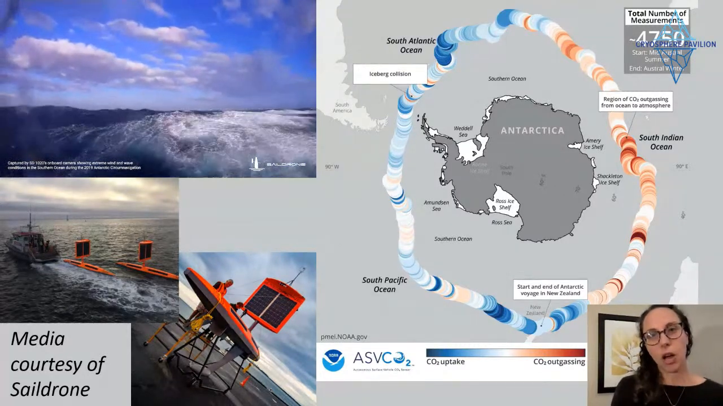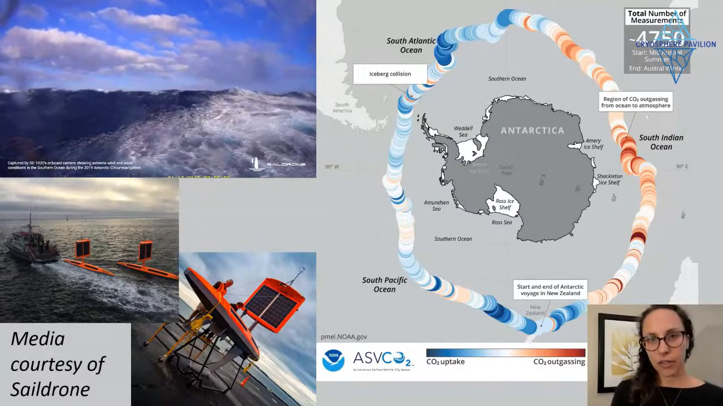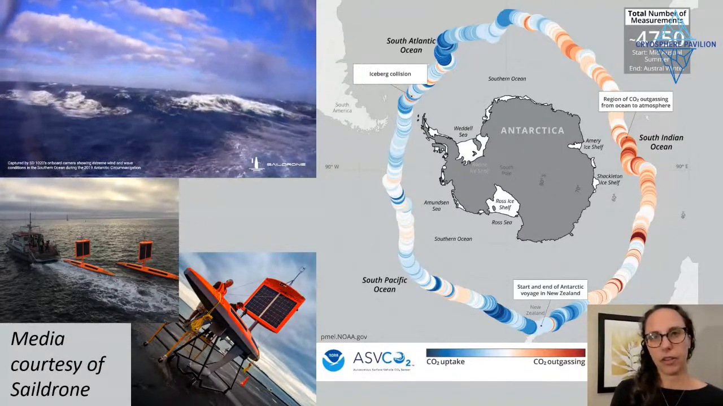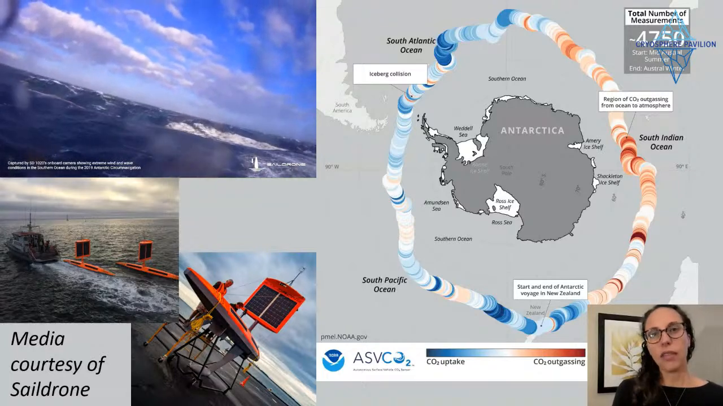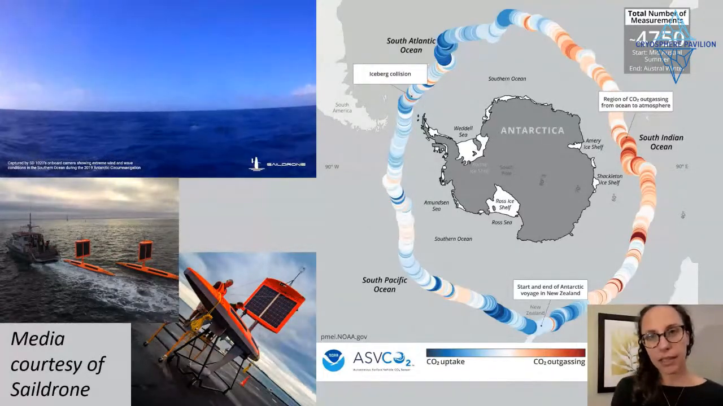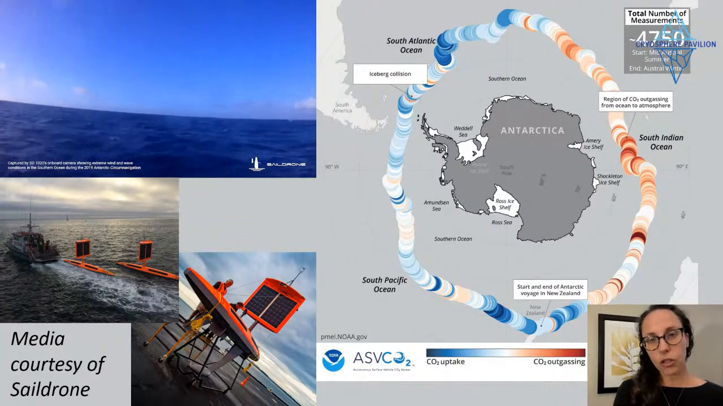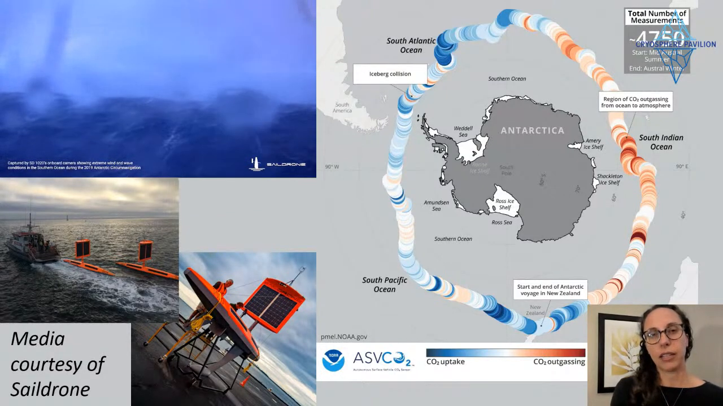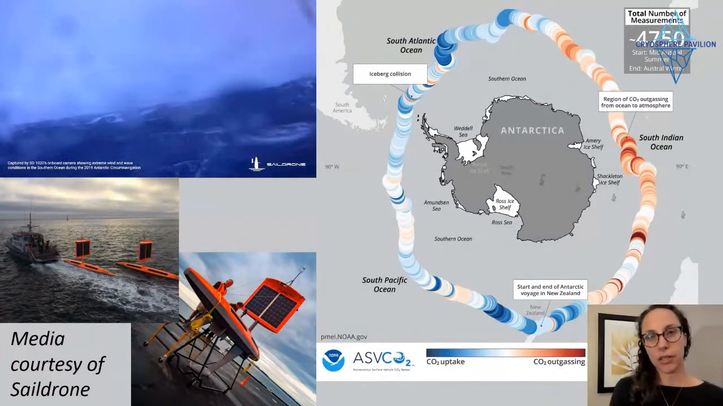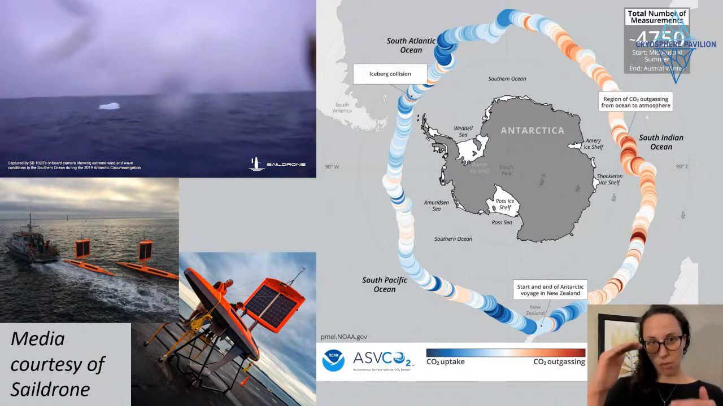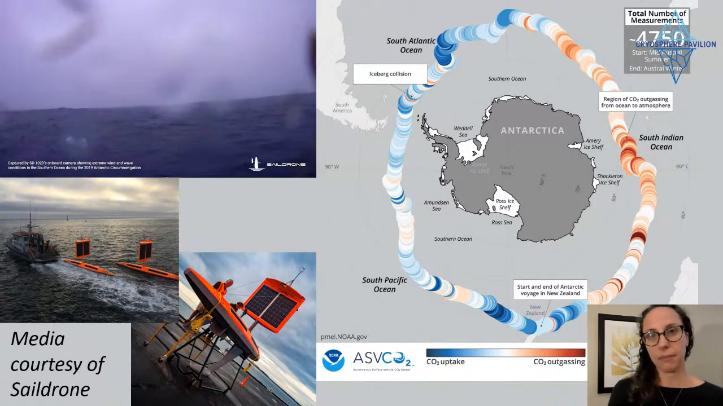We also call them autonomous or uncrewed surface vehicles, and there are several different kinds out there used for a variety of purposes. The one that circumnavigated Antarctica in 2019 is called a sail drone. This uncrewed surface vehicle sailed for nearly 200 days, over 22,000 kilometers, collecting over 4,700 measurements of carbon dioxide in seawater and air just above and below the ocean surface.